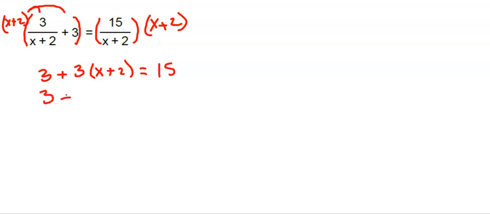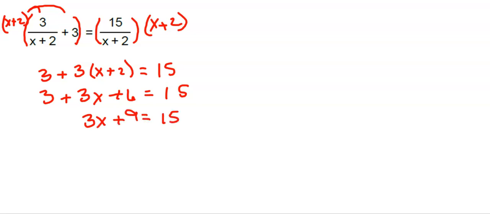On the left side, we'll distribute the 3, so 3x plus 6. We'll combine our like terms on the left side. 3 plus 6 is 9, so 3x plus 9 equals 15. Subtract that 9 from both sides, so 3x equals 6, and then divide both sides by the 3 to get x equals 2.